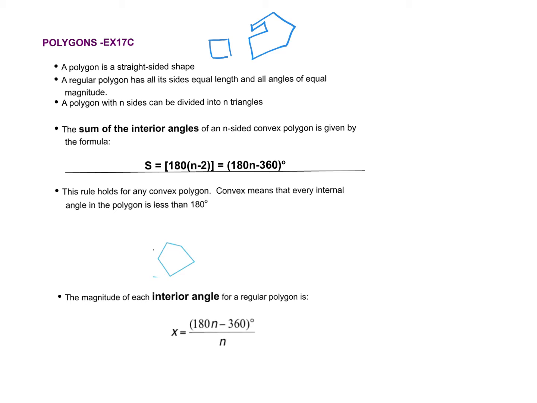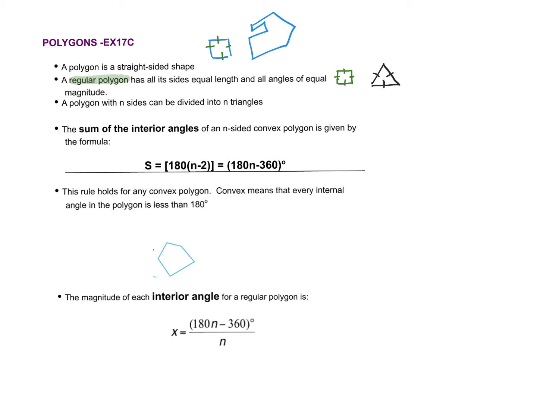Okay, so the difference between a polygon and a regular polygon: regular means all the sides are equal. So if you look, a square is a regular polygon. Because the sides are all the same length and the angles are all equal, we've got all 90 degrees in there. And an equilateral triangle would be a regular polygon.